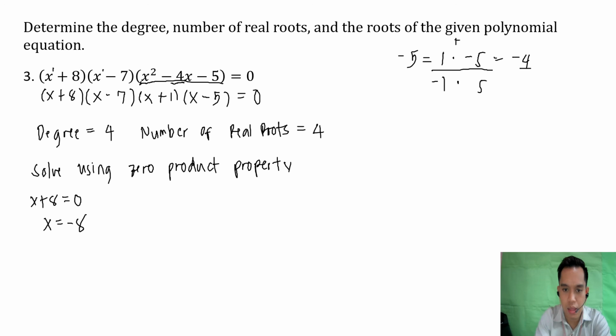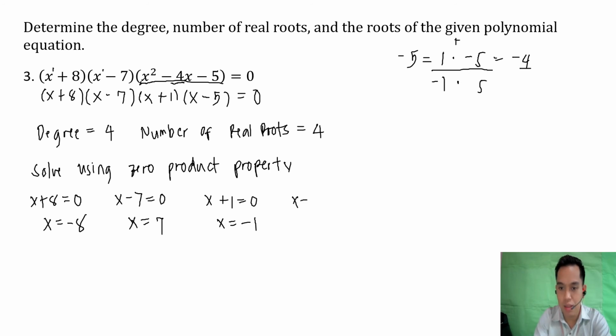Then, the other one, x minus 7 equals 0. And that is x equals, okay, positive 7. Then, x plus 1 equals 0. And that is x equals negative 1. Then, the last one is x minus 5 equals 0. And the value of x is positive 5.